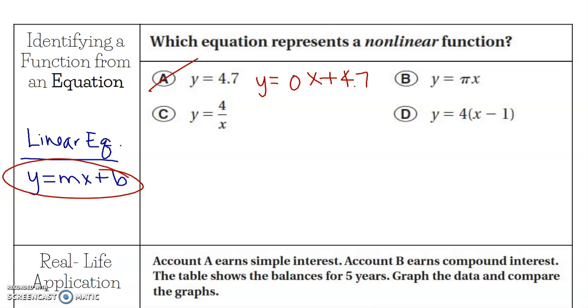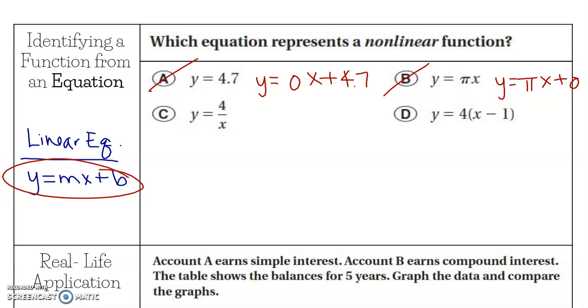Looking at B, y equals mx plus b, we can see that our m can be replaced with pi, and that our b is actually 0 because there's nothing being added on. So since this can be written in the form y equals mx plus b, that is a linear function, so it's not B.